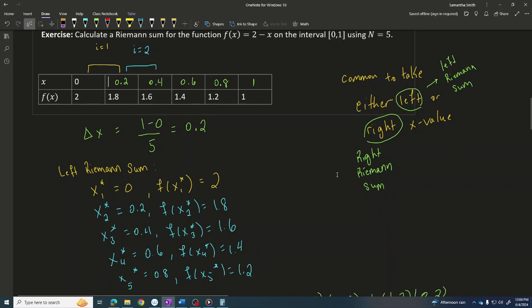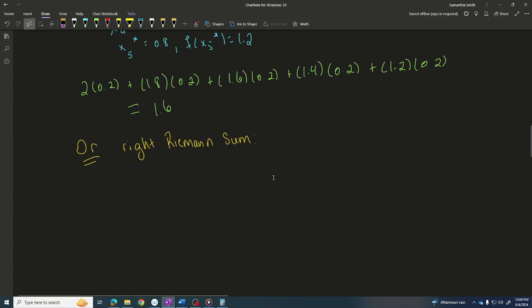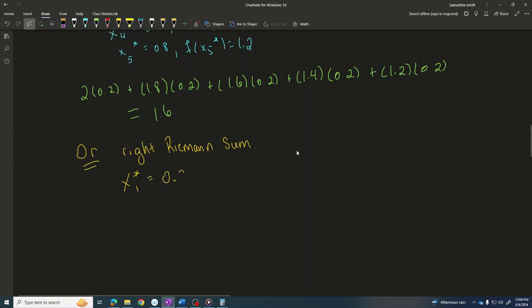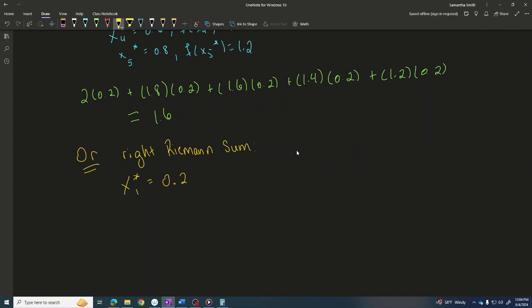So in this situation, the x value out of the right side of this first chunk would be 0.2. So my first x value chosen out of the first chunk would be 0.2. And the corresponding value of my function would be 1.8. That would be the first value in a right Riemann sum. And then so on and so forth.